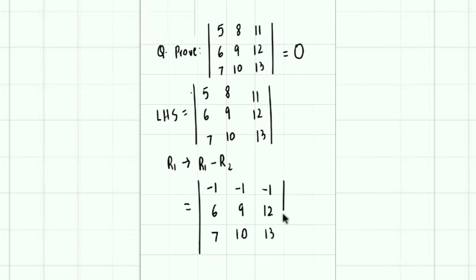The second row elements remain the same, so we have 6 9 12 7 10 13. Now the same thing is applicable for R2 and R3. 6 and 7 the difference is 1, 9 and 10 again the difference is 1, 12 and 13 again we have a difference of 1. So what we could do is R2 minus R3. If we subtract R2 and R3 elements, let's see what we get.